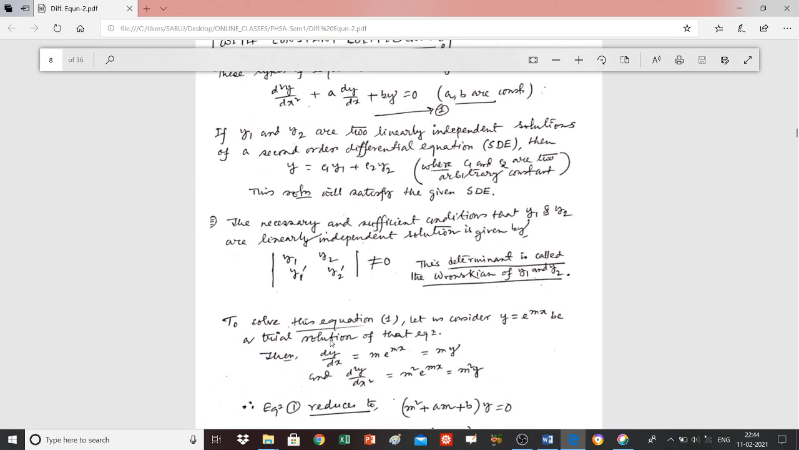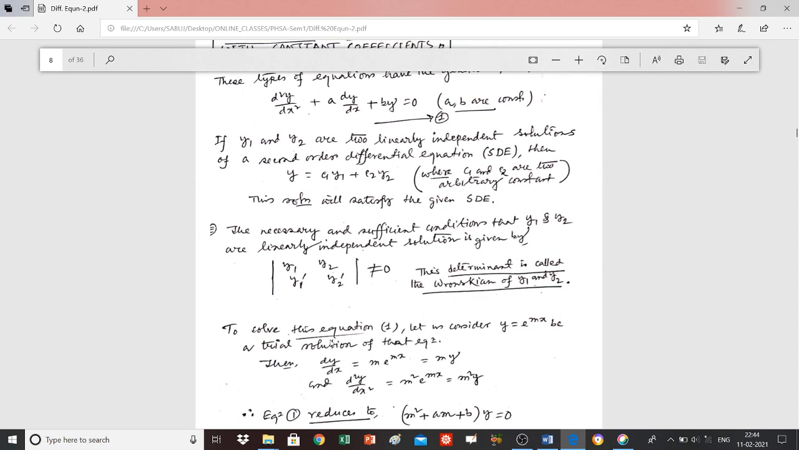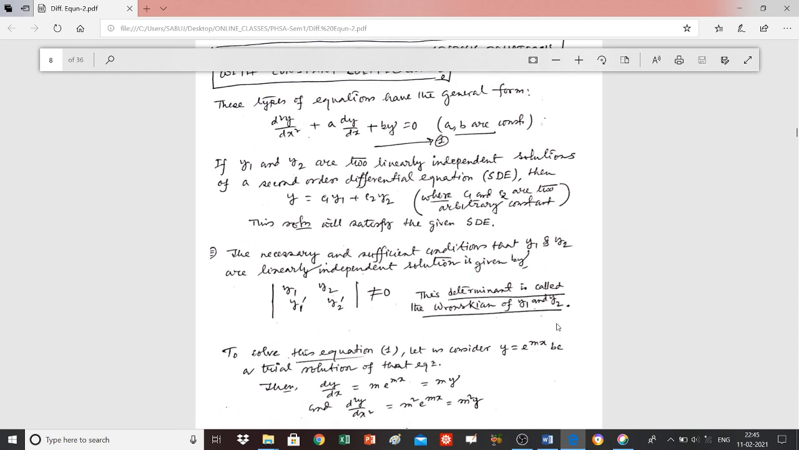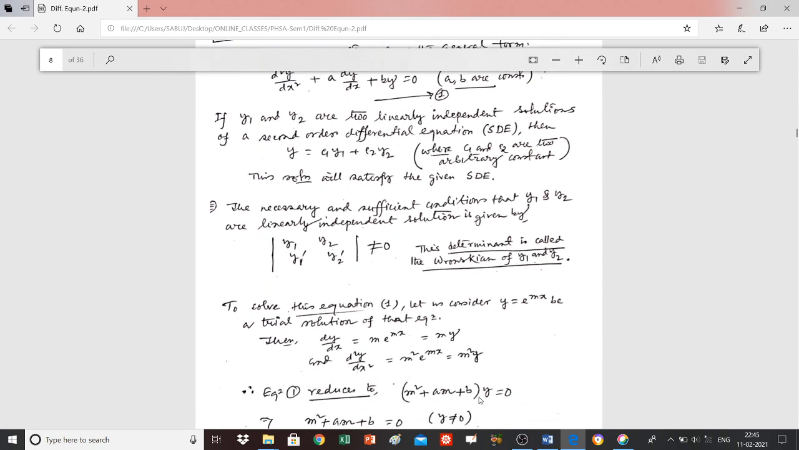So now we come to the method of how to solve this type of equation, that is the second order linear homogeneous equation. We just take y is equal to e to the power mx as the trial solution of the given equation, then find dy by dx, which is m e to the power mx, that is my, and d2y by dx square, which is m square e to the power mx, that is m square y.